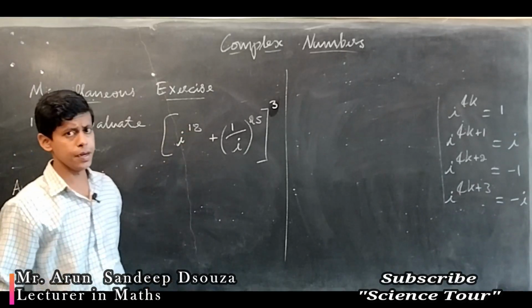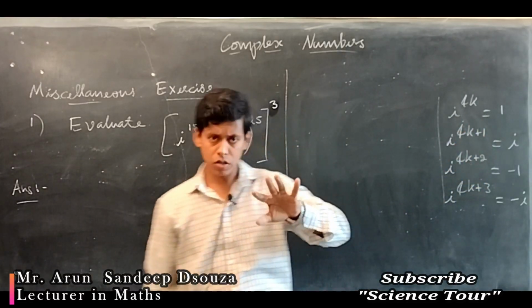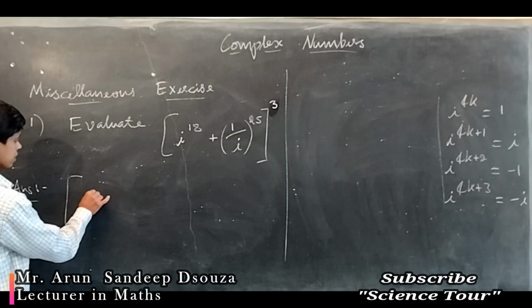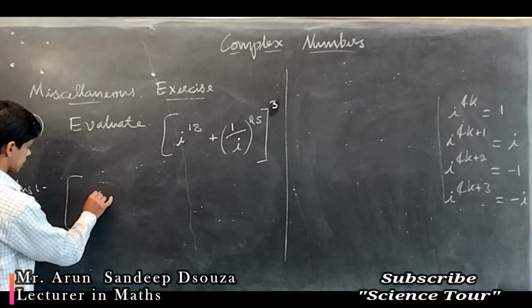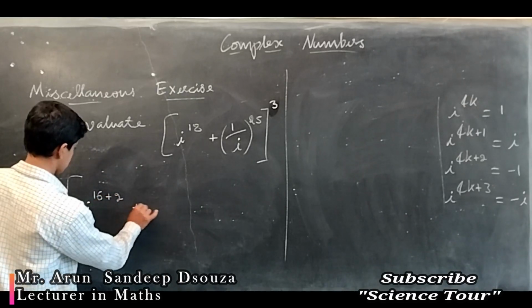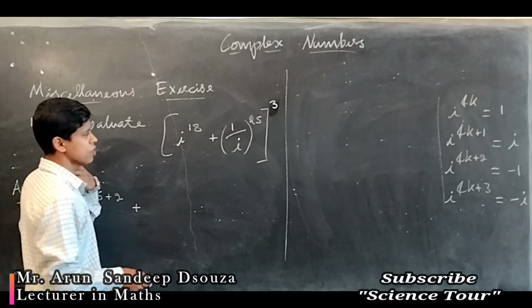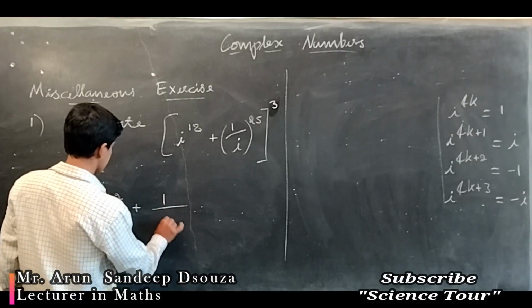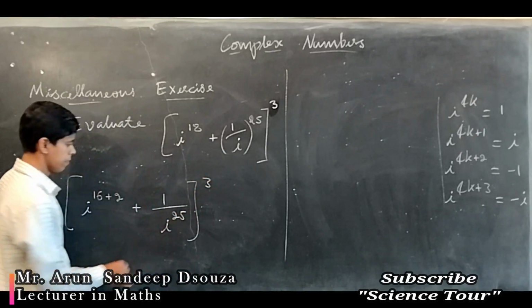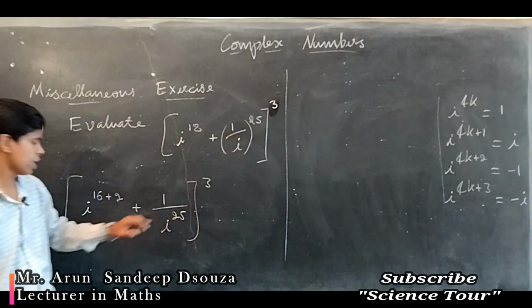Okay, so I raised to 18, divided by 4, you can write 4 into 4, 16 plus 2, correct? So see what I am writing here. I raised to 18 is there, no? I am writing 16 plus 2, okay, plus 1 by I. So what is 1 by I? Here it is 1 by I raised to 25. 1 to the power 25 is 1, and I raised to 25 I am writing in the denominator.